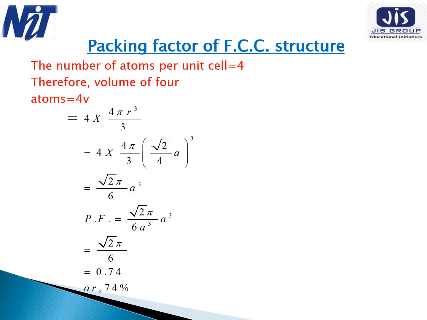Packing factor of face centered cubic structure, FCC structure. Now we have discussed earlier that the number of atoms per unit cell in the FCC structure is 4. So therefore the volume of the 4 atoms will be 4 into volume of 1 atom. If we consider the volume of 1 atom as small v, so this will be 4v. Now 4 into 4 by 3 pi r cube. We have calculated the value of r as root 2a by 4. So we will put that, and because of that we will get the volume of 4 atoms as root 2 pi by 6 into a cube.